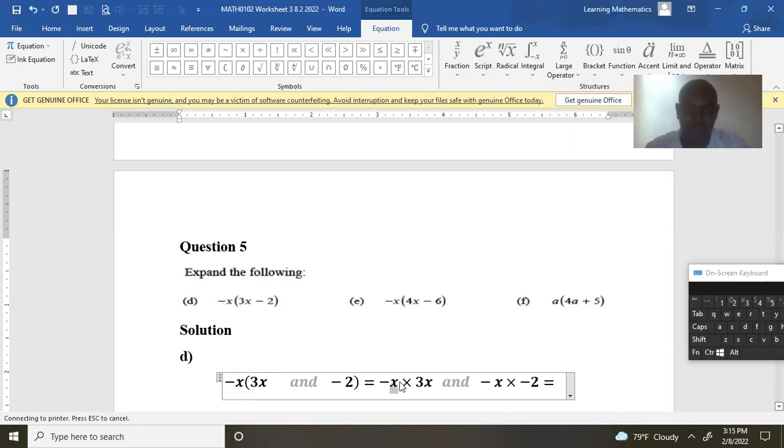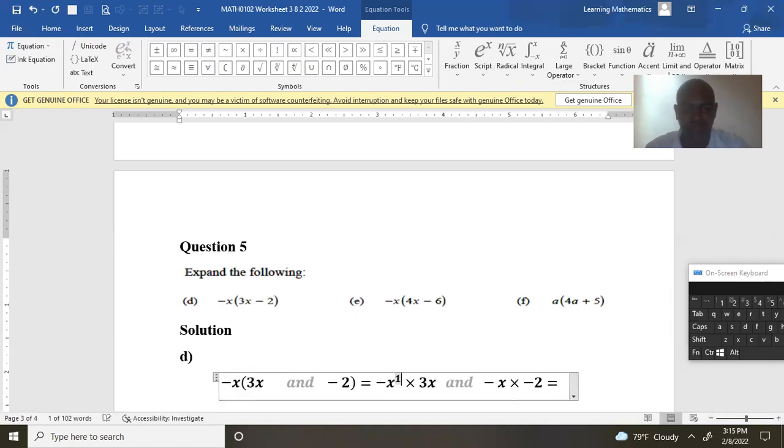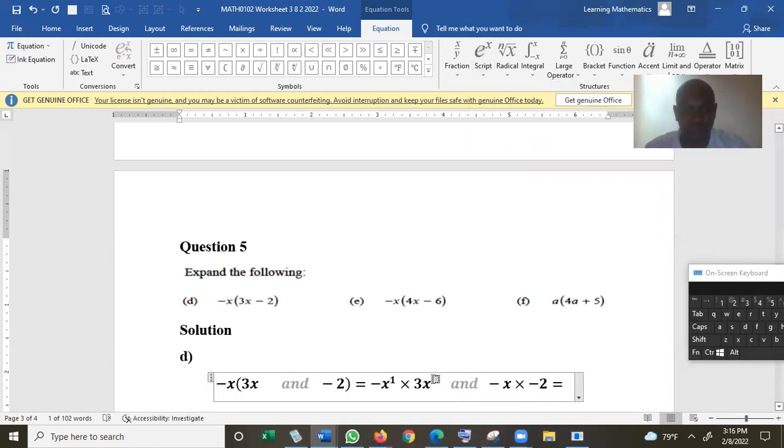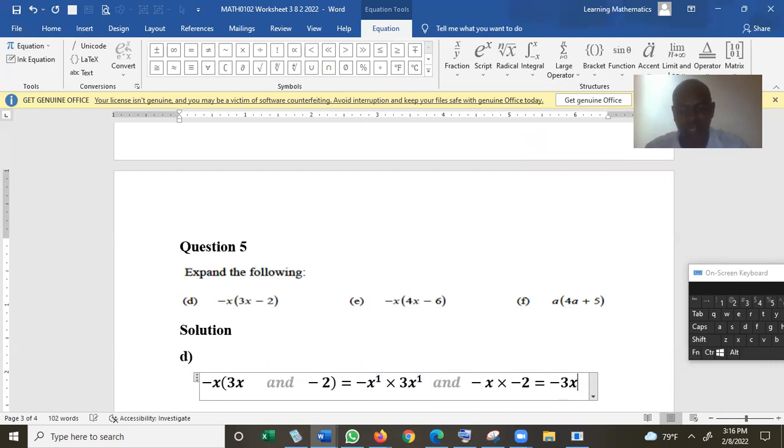So that is x raised to the 1, minus x raised to the 1, and 3x raised to the 1. When you multiply, and bases are the same, you add the powers. A negative times a positive is a negative. So you have negative 3x squared. The squared is from 1 plus 1.